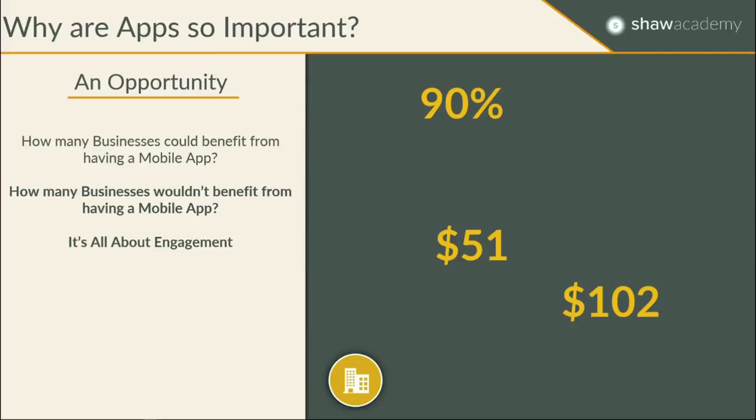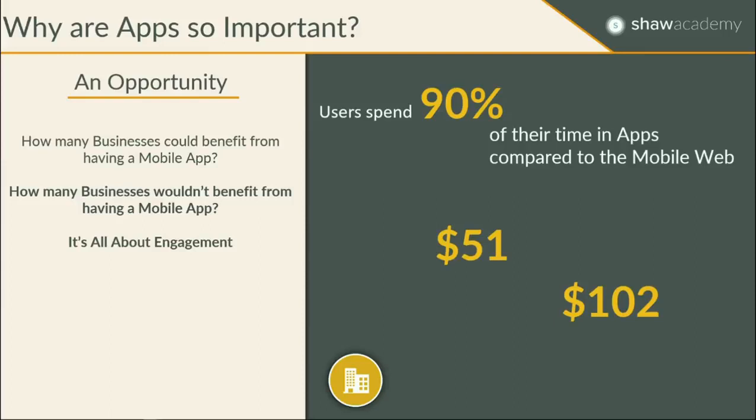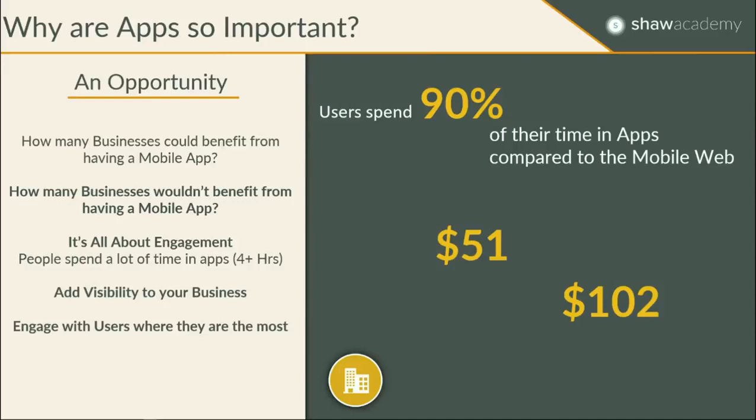So as I've said, users spend 90% of their time in apps compared to the mobile web, yet still somehow that 10% contributed to 51.3% of all web visits. People spend a huge amount of time in apps, 4+ hours a day, in some countries more, in some countries less. And they add visibility to your business, engage with users where they are the most, which is on their device, and a good app will generate users and revenue through engaging with them.